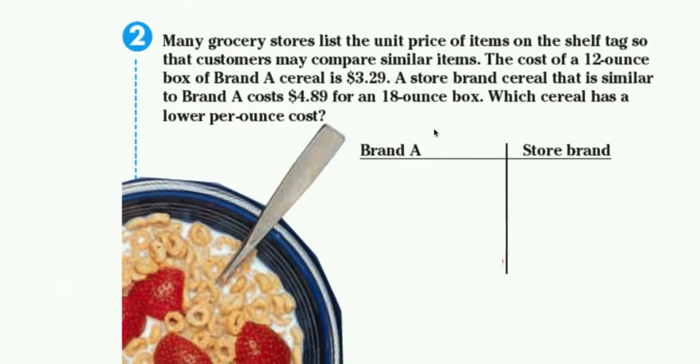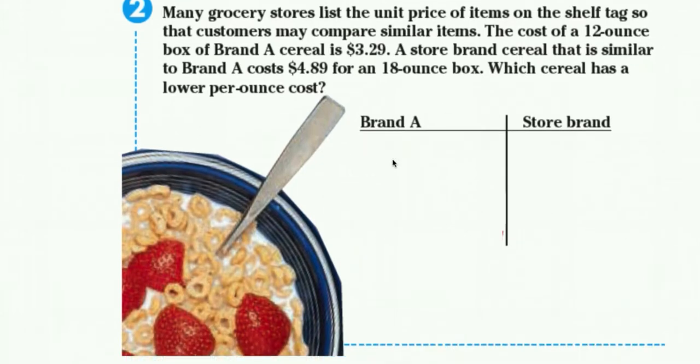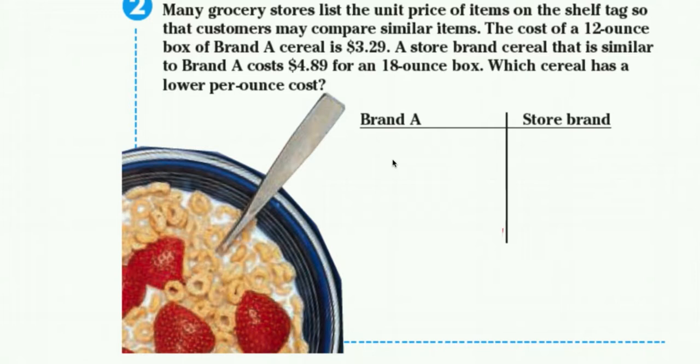Many grocery stores list the unit price of items on the shelf tag so that customers may compare similar items. The cost of a 12-ounce box of brand A cereal is $3.29. A store brand cereal that is similar to brand A costs $4.89 for an 18-ounce box. Which cereal has a lower per ounce cost? We want to find the cheaper cereal, meaning the cereal with a lower per ounce cost would be the cheaper cereal. So brand A, what do we know in brand A?